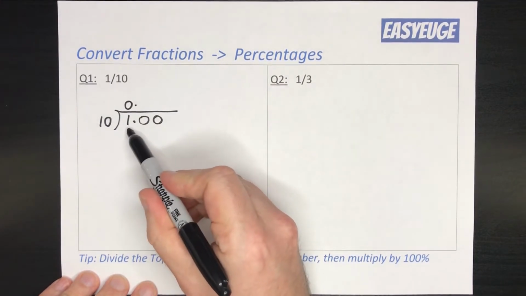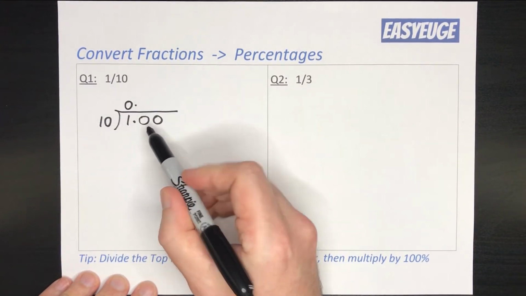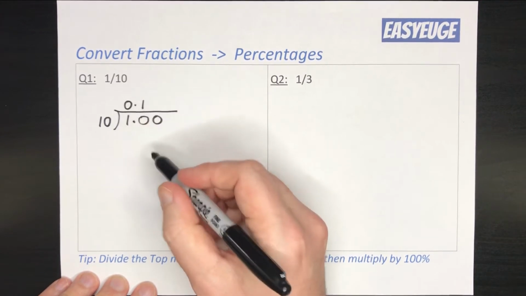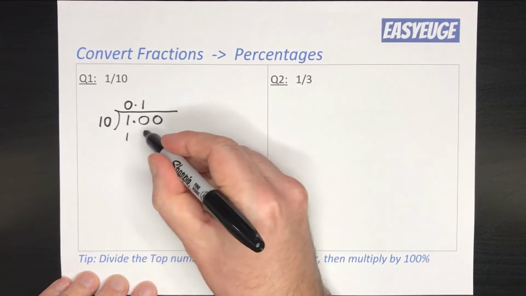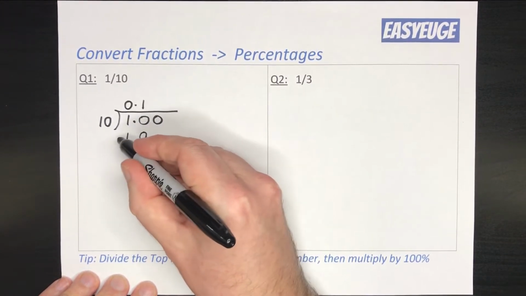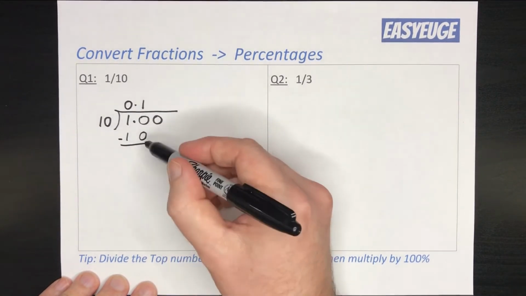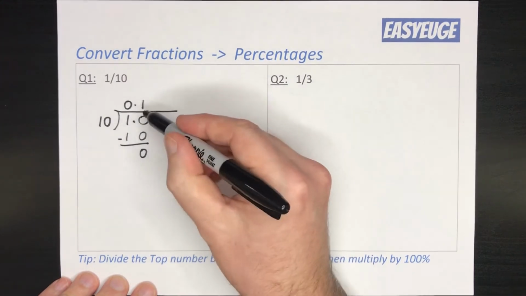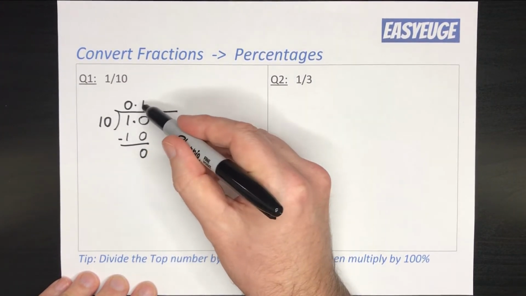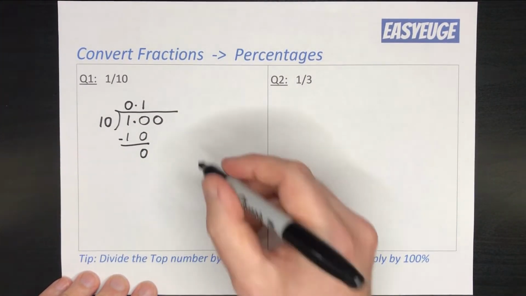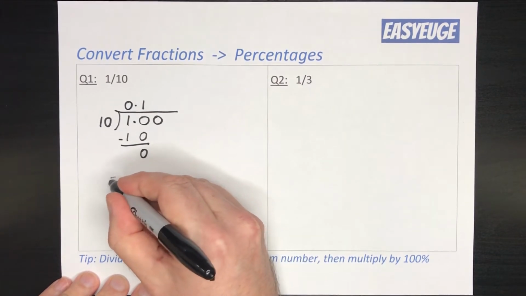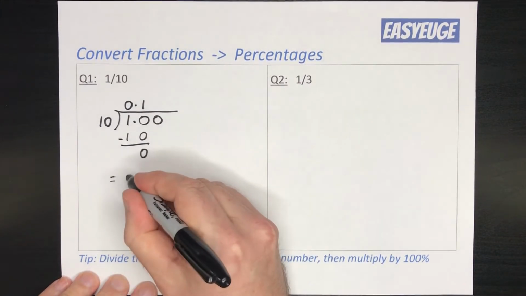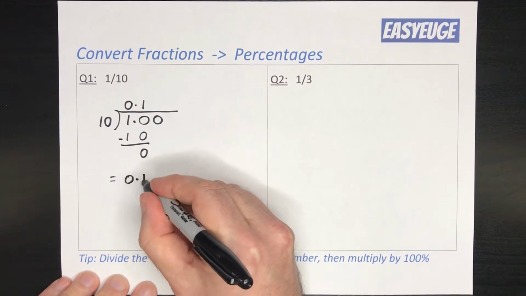Will 10 now divide into 10? Yes, it will. It will go in one time. 1 times 10 is 10. And we do a subtract to work out the remainder. 10 take away 10 is 0. So we're finished. So the answer is 0.1. And we can write that down as a decimal number, 0.1.